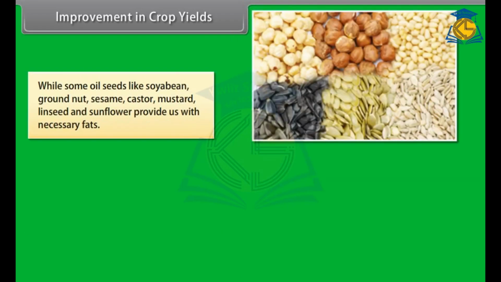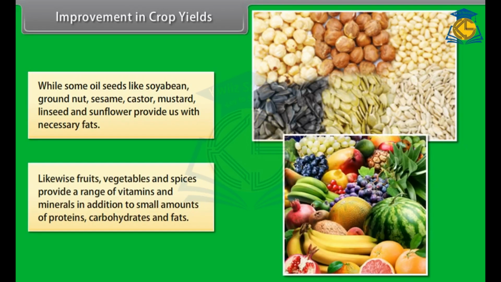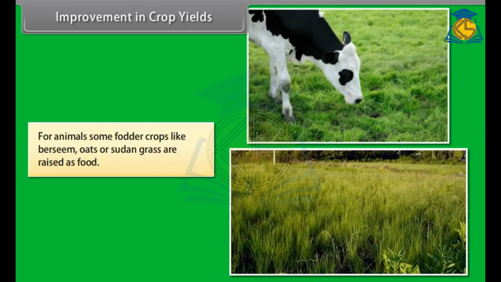While some oilseeds like soybean, groundnut, sesame, castor, mustard, linseed and sunflower provide us with necessary fats. Likewise, fruits, vegetables and spices provide a range of vitamins and minerals in addition to small amounts of proteins, carbohydrates and fats. For animals, some fodder crops like berseem, oats or Sudan grass are raised as food.